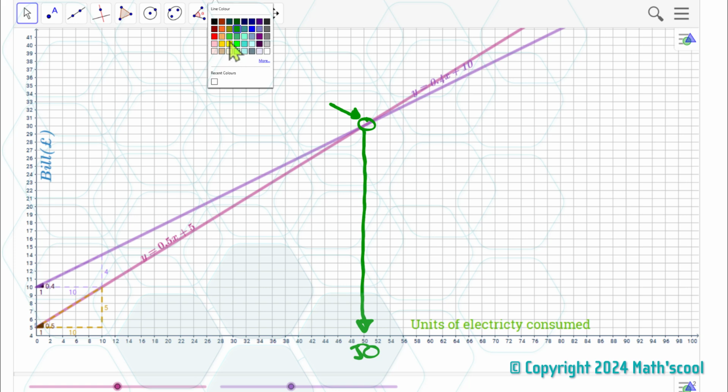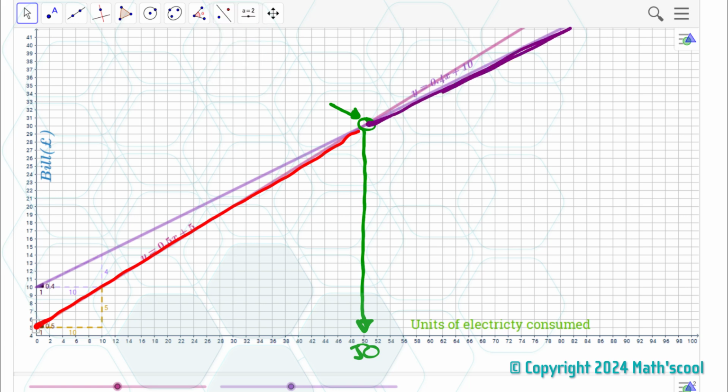Let's get a pink. Okay, we can't really get a pink, so we'll just go for a red. So this one is the cheaper one here. That's the cheaper one. But then when you get past here, then it suddenly changes, and this one is the cheaper one. So anybody using less than 50 units should go with supplier A. Anyone using more than 50 units should go with supplier B. But if you're exactly at 50 units, then you could choose either company. They'd be equivalent at that point.